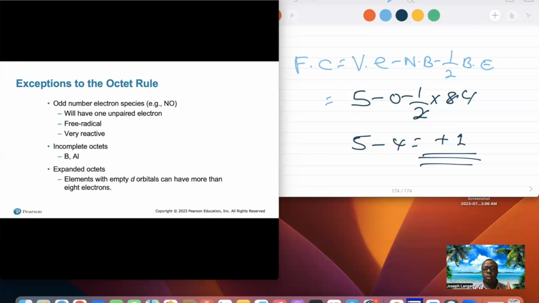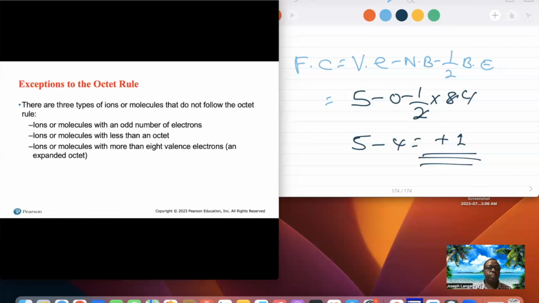There are some exceptions, and you need to remember 3 of them. Exceptions to the octet rule: if they are ions or molecules with an odd number of electrons, and if they are ions or molecules with less than an octet.